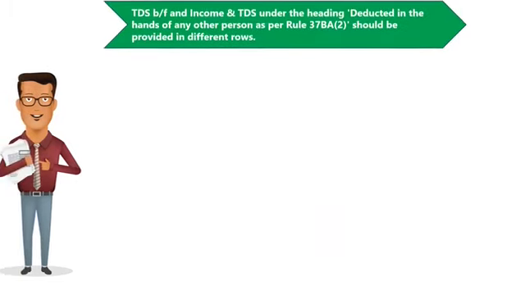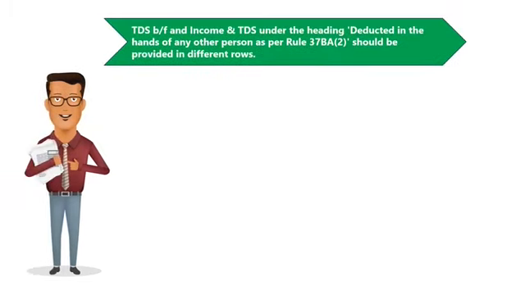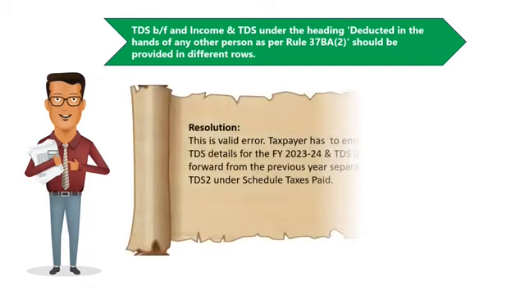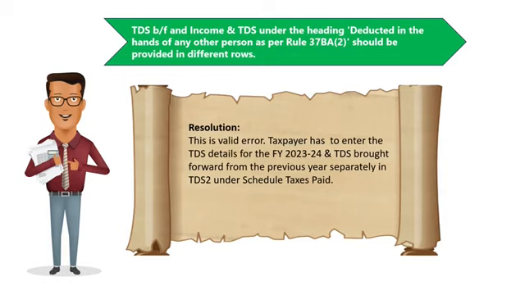TDS brought forward income and TDS under the heading deducted in the hands of any other person as per rule 37BA sub-rule 2 should be provided in different rows. This is a valid error. The taxpayer has to enter the TDS details for the financial year 23-24 and TDS brought forward from the previous year separately in TDS 2 under schedule taxes paid.